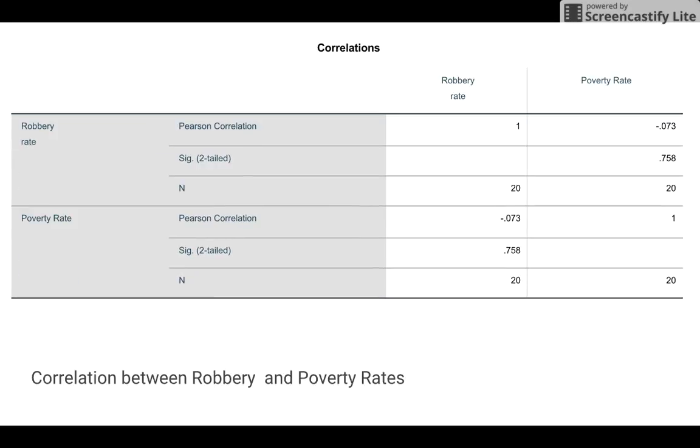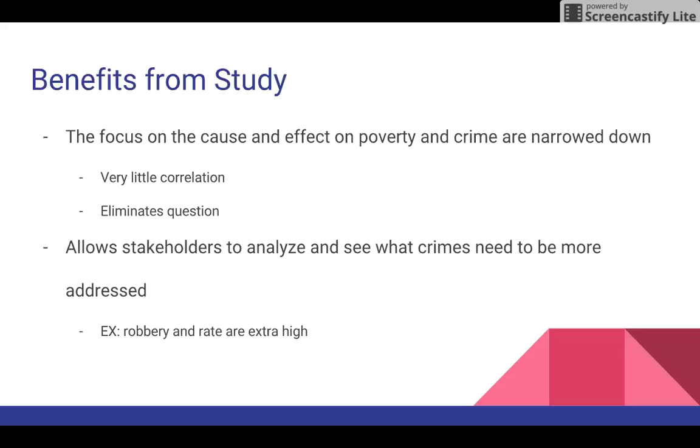The next one is the robbery rate, which surprised me a little bit because I expected there to be a lot more correlation between the robbery rate and the poverty rate versus the rape rate and the poverty rate. But the p-value is 0.758, which is closer to the murder rate and the poverty rate. So again, there's really not that much of a correlation, which surprised me.